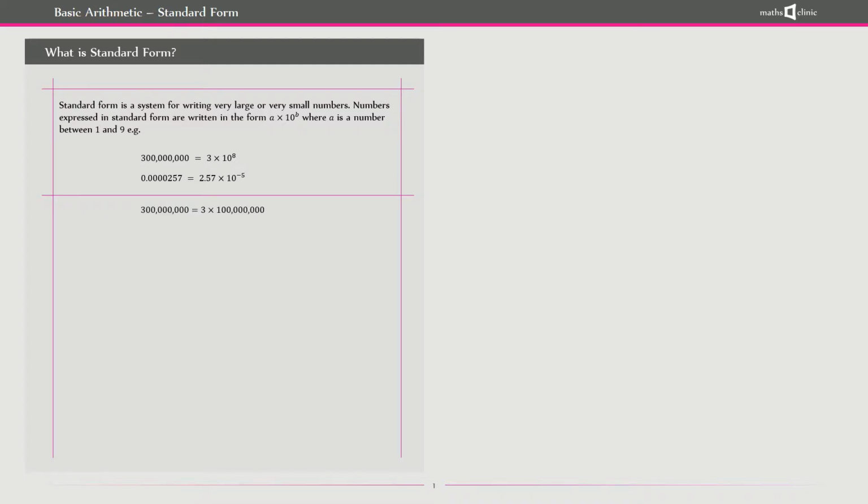Let's look at the first one. 300 million. Now 300 million is 3 times 100 million. I believe you will agree with me on that, okay? So 300 million is 3 times 100 million, okay? And basically we know that 100 million can be written as 10 to the power of 8.